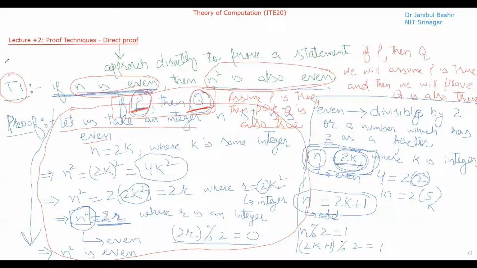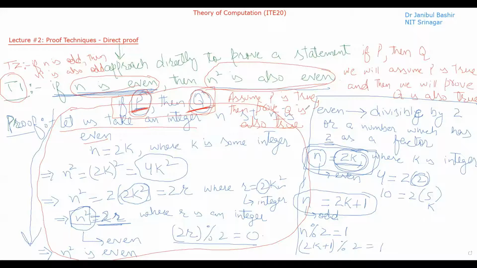Now, I will give you a second theorem that you have to prove by yourself. The theorem is: if n is odd, then n square is also odd. So you have to prove this. If n is odd, then n square is also odd. So use the same approach and prove this particular statement.